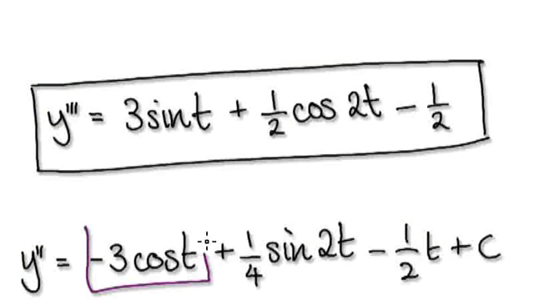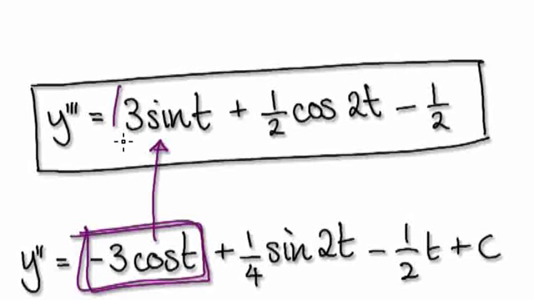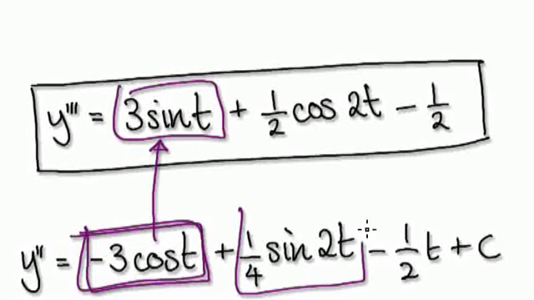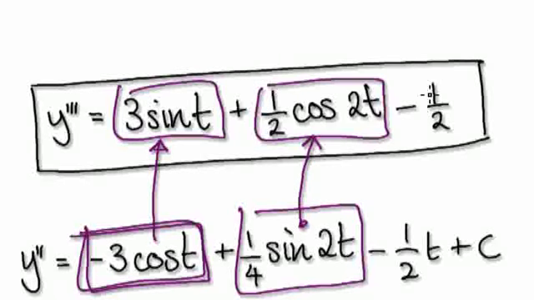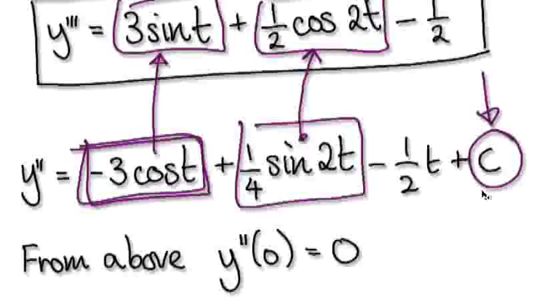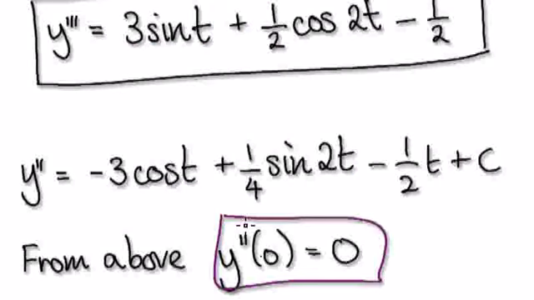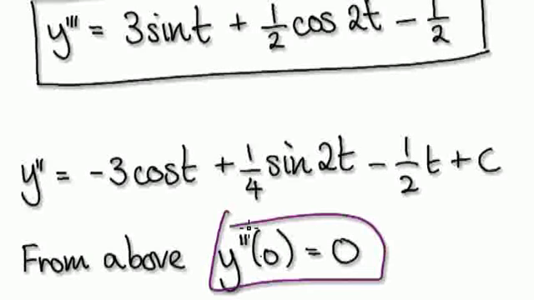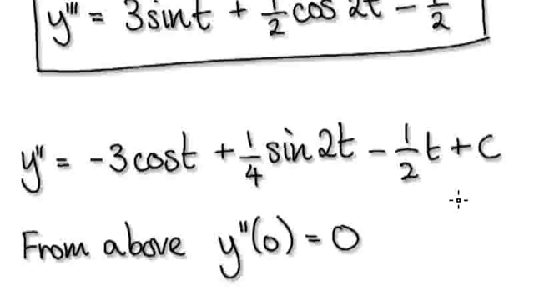So if you think about it, looking at this here, if you differentiate this, it will give you this. And then basically, if you integrate this, it's going to take you to here. Okay, and then we've got to find our constant here. So using the initial condition from above, we can use this to work out our c here.